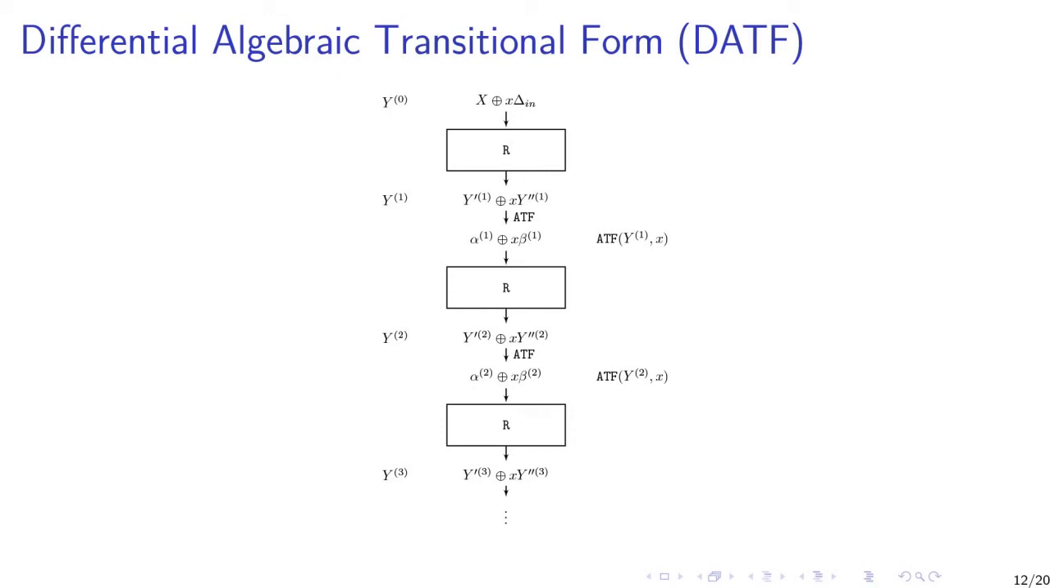The differential algebraic transitional form is computed as shown in the figure. The big X is a vector of binary variables, the small x is a binary variable, and delta in is the input difference. First, we compute the algebraic normal form of R(X plus x delta in), then apply the transitional rule to it, and then compute the algebraic transitional form of the second round, and apply the transitional rule to the result, and then repeat the steps and finally obtain the differential algebraic transitional form of the cipher.